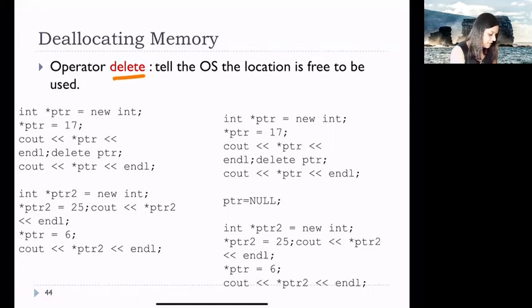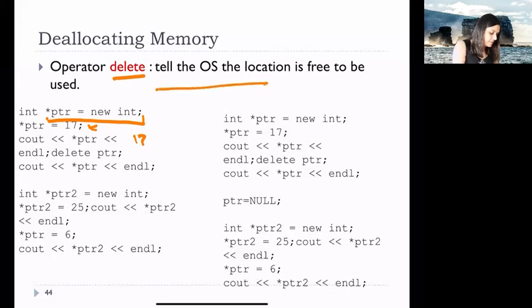So we see in this example that we have a pointer ptr. We are dynamically allocating memory, saying that we want a fresh memory int, new int. Then we are storing 17. We are printing 17, and then we are deleting the pointer. So we are deleting the content that's stored in ptr.